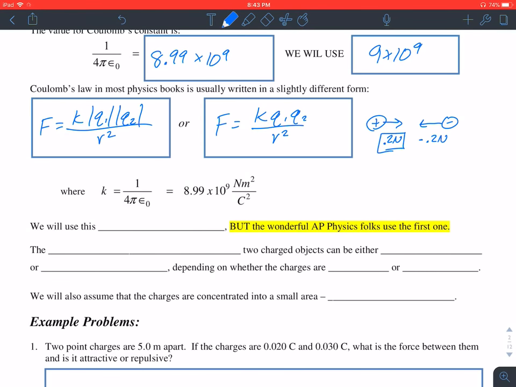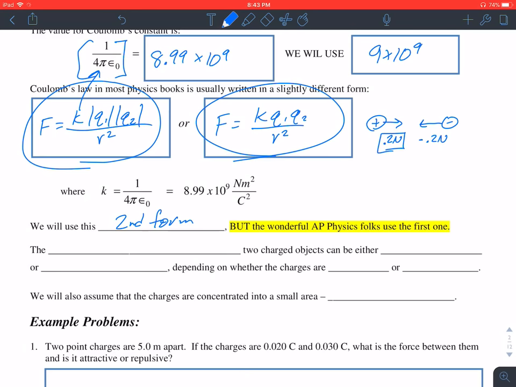Okay, we are basically going to use the second form. If you write down that equation, you're good, but when you see it on the formula sheet, chances are you're going to see it like this with these absolute values, and instead of the k, they might actually put this in instead, but you're going to think this the whole entire time.